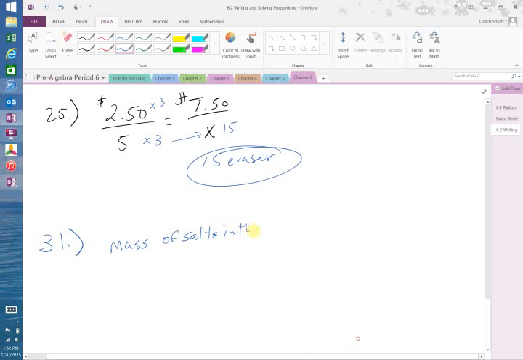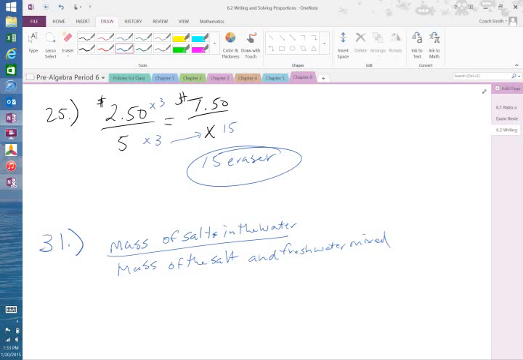in the water to the mass of the salt and fresh water mixed. So on top you have the mass of the salt. On the bottom you have the two that are put together, the water and the salt. So that's your ratio. Now let's read the rest of the problem.